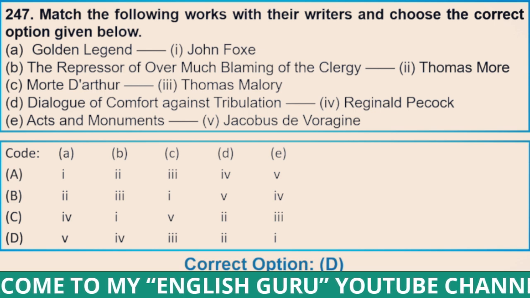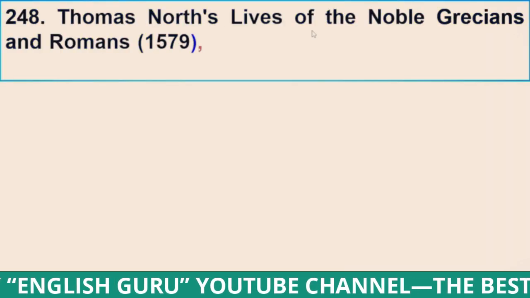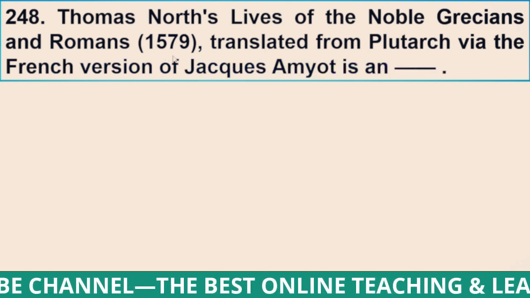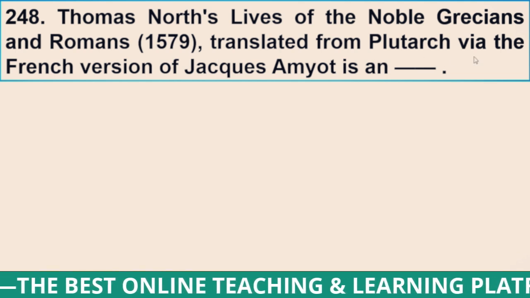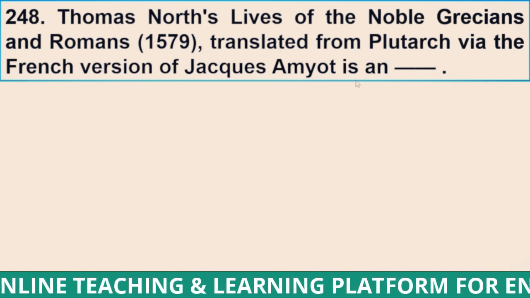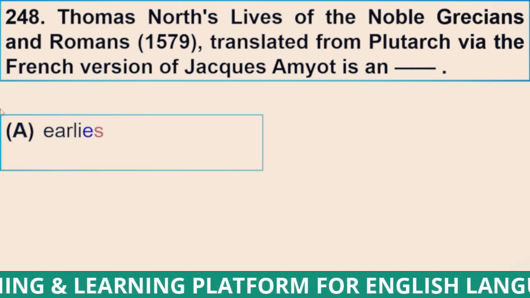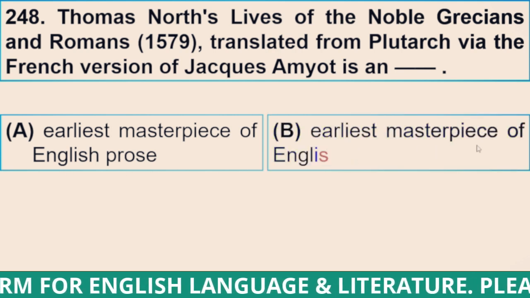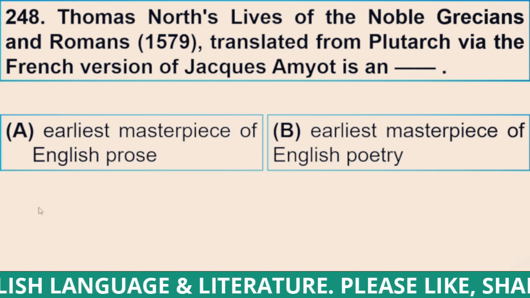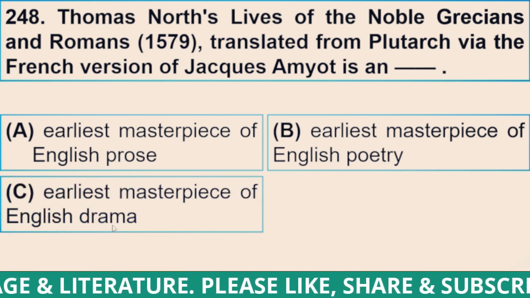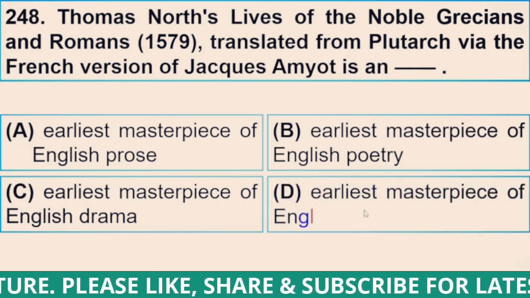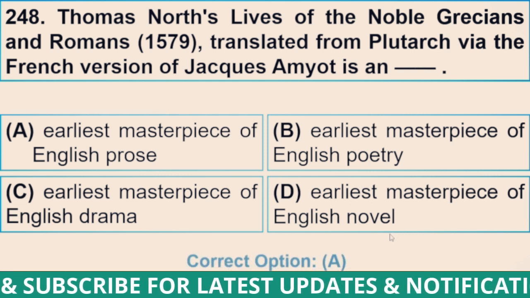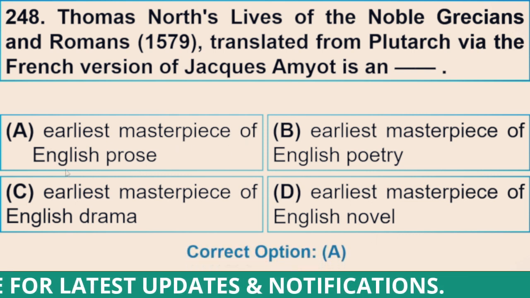Alright, let's see next question. Thomas North's Lives of the Noble Grecians and Romans, published in 1579, translated from Plutarch's via the French version of Jacques Amyot, is option A, earliest masterpiece of English prose. Option B, earliest masterpiece of English poetry. Option C, earliest masterpiece of English drama. And option D, earliest masterpiece of English novel. Here, correct option is A, earliest masterpiece of English prose.